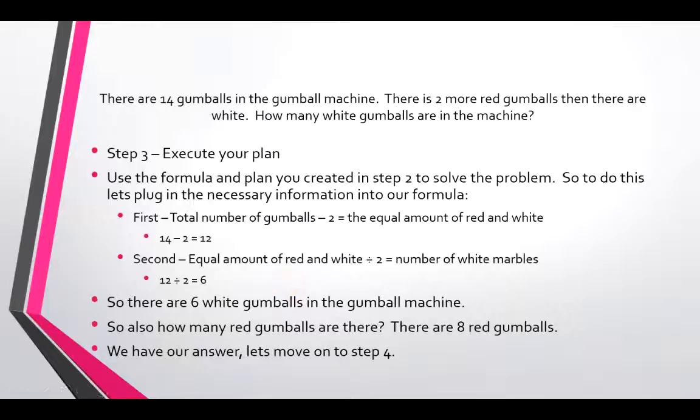Now let's execute. First, we're going to take the total number of gumballs, which is 14. We're going to subtract 2 because there's 2 more red gumballs than there are white. So 14 minus 2 is going to give us 12. That is the equal amount of both red and white. So we're going to take that equal amount, which is 12, divide that by 2. That's going to give us the total number of white gumballs, which is 6. So there are 6 white gumballs in the gumball machine.